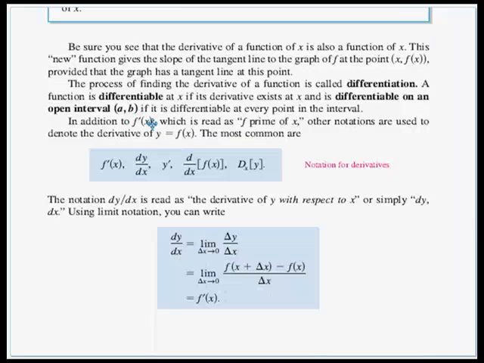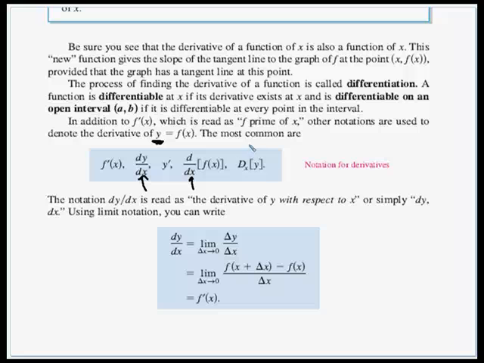In addition to the prime notation f prime of x, which is read as f prime of x, other notations are used to denote the derivative of a function y equals f of x. The most common are f prime of x, which we've just talked about, or dy over dx, the derivative of the function y. Here we're using y to stand for the function. dy dx, the derivative of y with respect to the x variable. Or we could even just simply put a prime above the y, y prime. Or d dx, the derivative with respect to x of f of x.